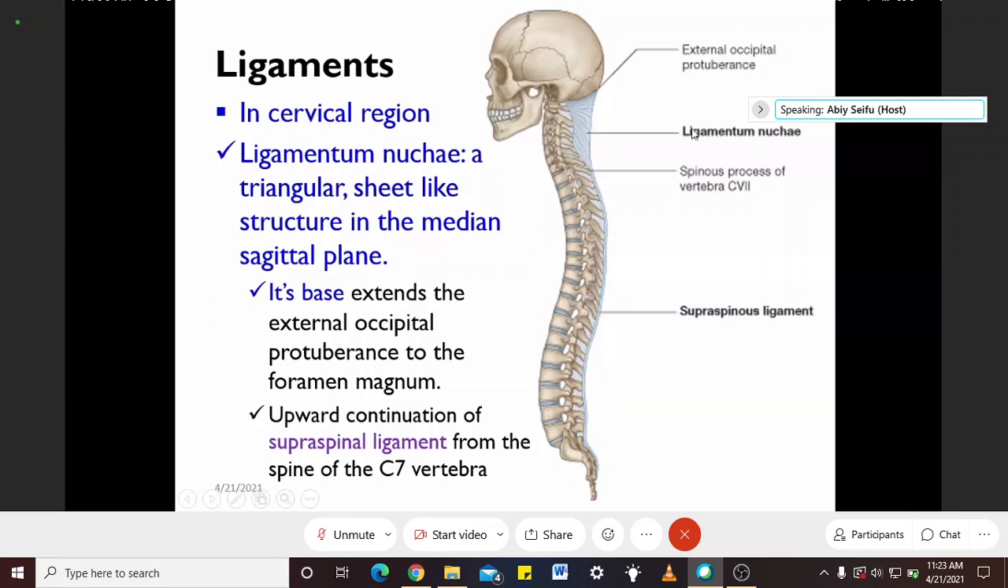You know, this ligamentum nuchae is an inverted triangular shape, a strong sheet of membrane. Its base extends from the margins of the foramen magnum to the external occipital protuberance, and its apex ends at the spinous process of C7. Therefore, those ligaments, the supraspinous ligament and ligamentum nuchae, prevent excessive flexion.